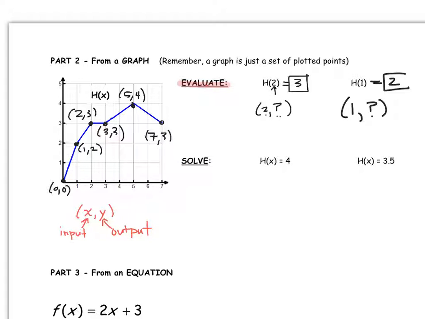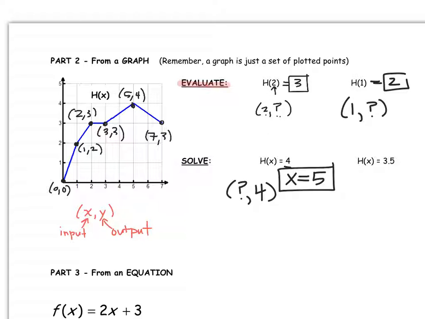All right, h of x equals 4. This one's a little bit different because the output is 4. So what replaces my question mark? Look at the points we have labeled. Which one has a y coordinate of 4? This one does, which means my input x must be 5.